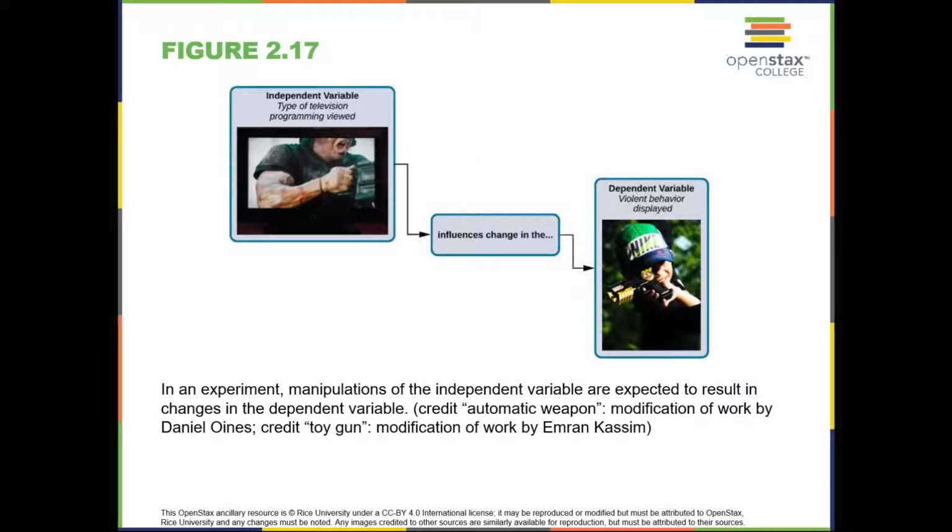A good way to think about the relationship between the independent and dependent variables is with this question: what effect does the independent variable have on the dependent variable? Returning to our example, what effect does watching a half hour of violent television programming or nonviolent television programming have on the number of incidents of physical aggression displayed on the playground?